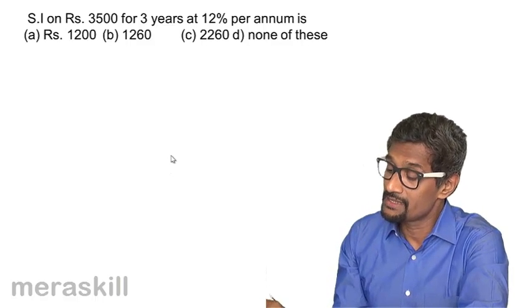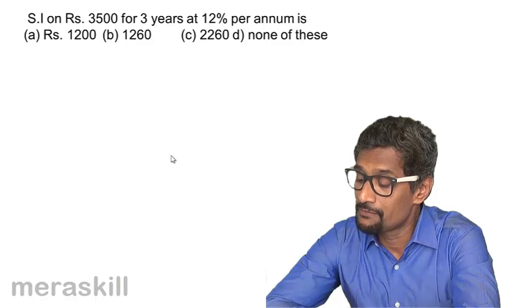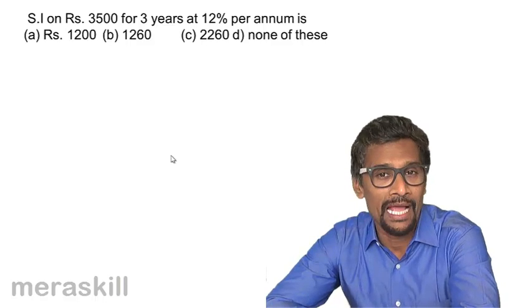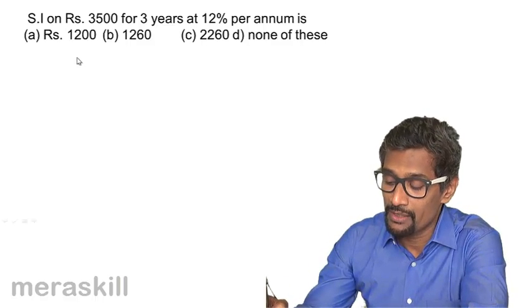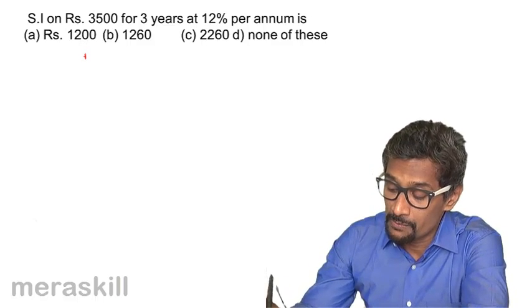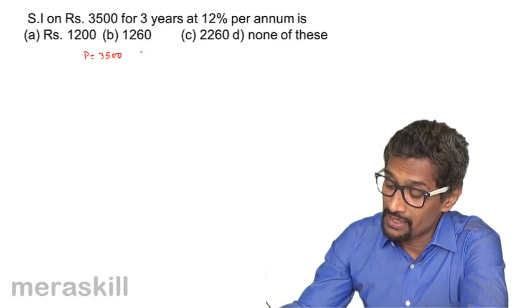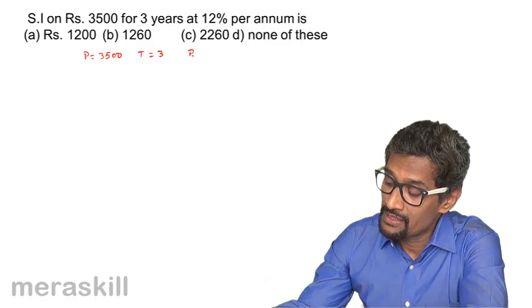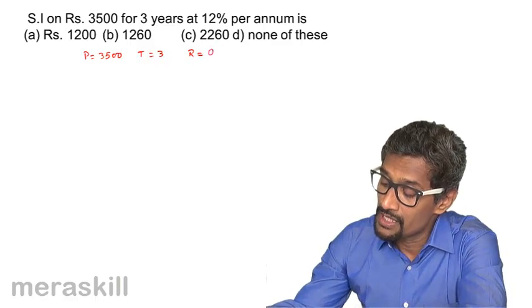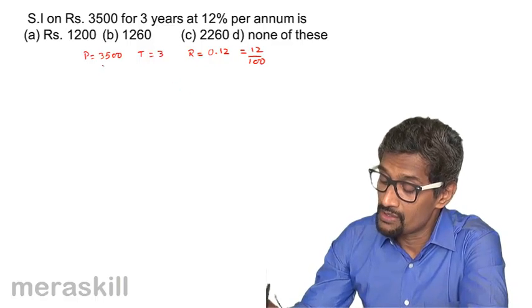Okay, let's take this example. Simple interest on rupees 3,500 for 3 years at 12% per annum. Per annum means annually. So let's jot down quickly what it would be. You have the principal as 3,500, the period, that is T, is 3 years, and the rate is going to be 0.12, which is the same as 12 by 100. Right? So, what is the simple interest?